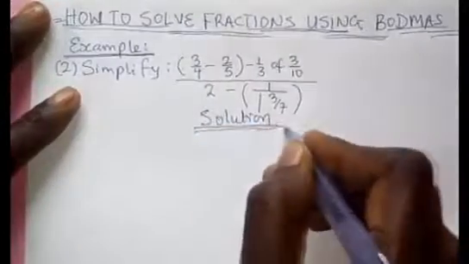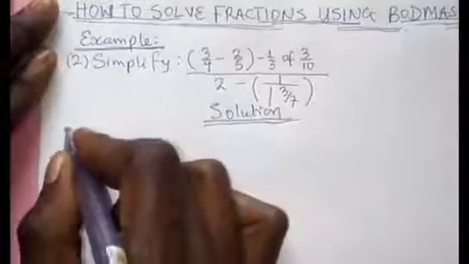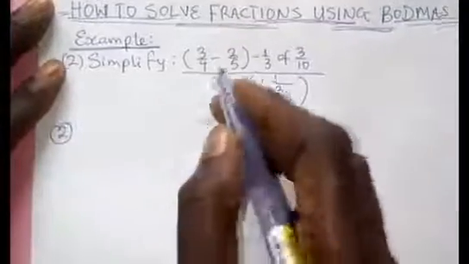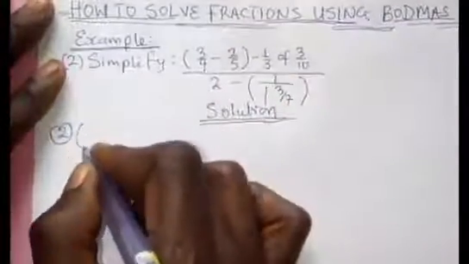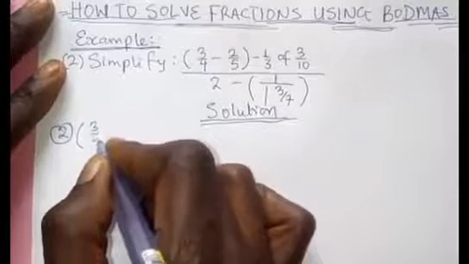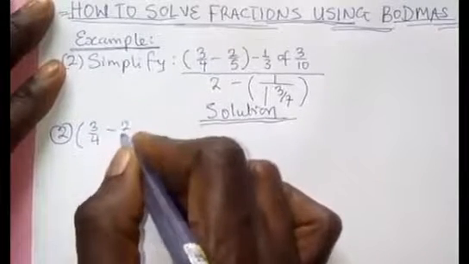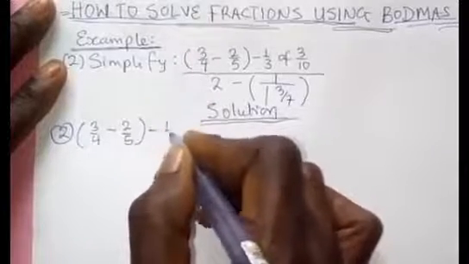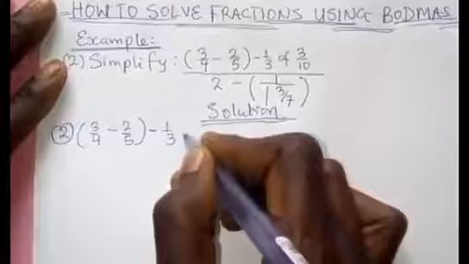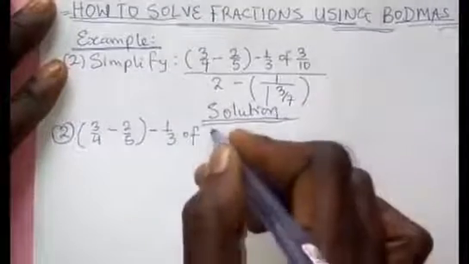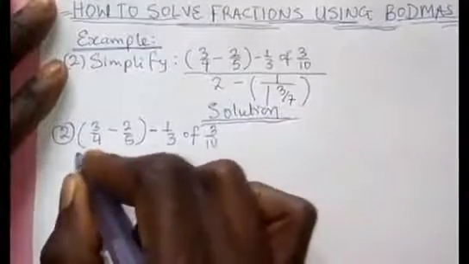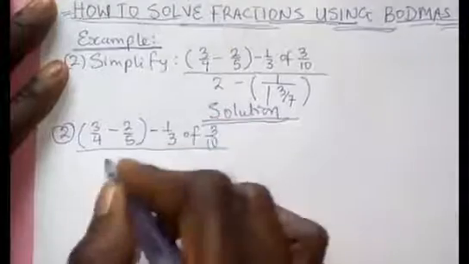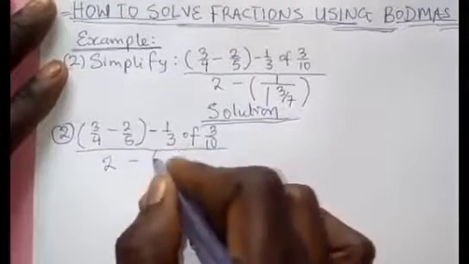Now, how do we solve this problem, this example 2? Like we did before, we are going to write this question out. So here we have 3 upon 4, then minus 2 upon what? 5, then minus 1 upon 3, then of what? Of 3 upon 10, all sitting on, then here we have 2 minus into bracket.